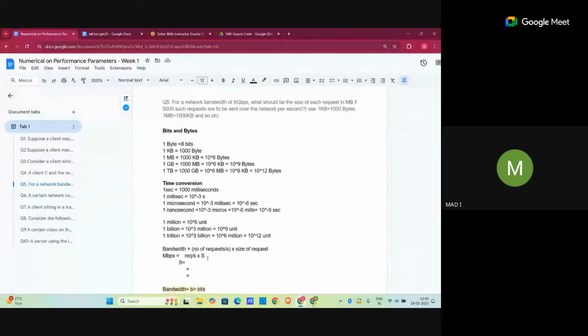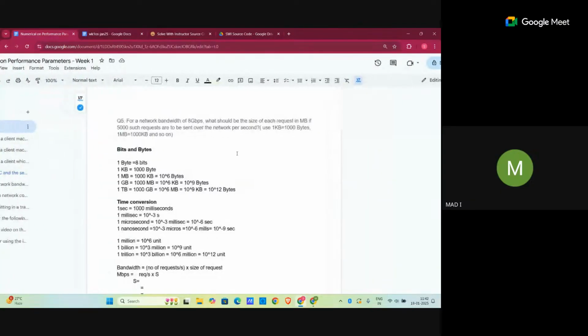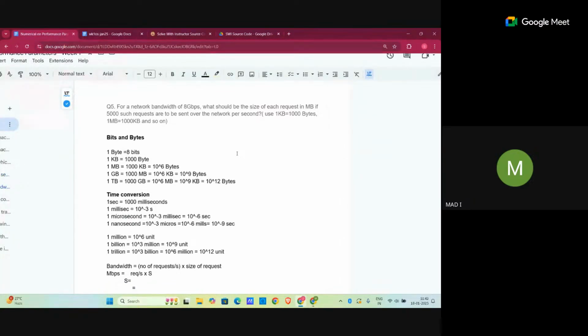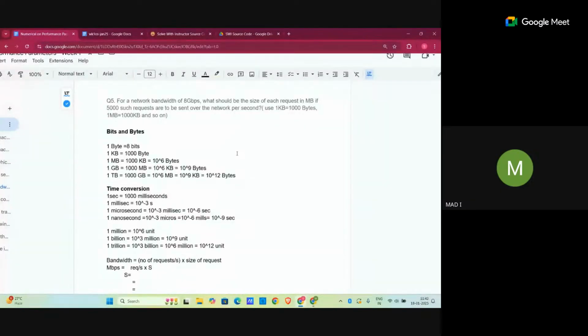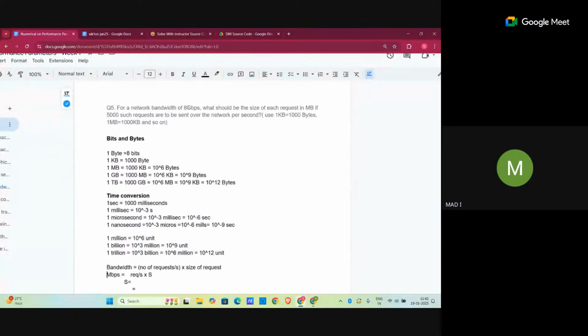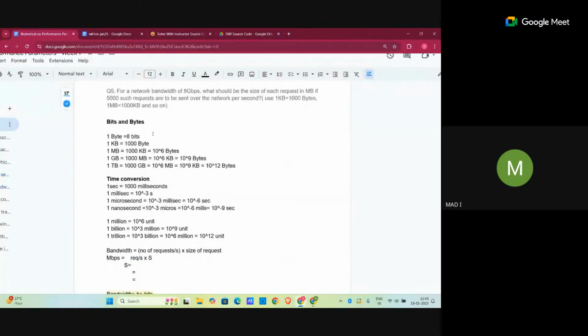So we will see the first question for bandwidth. For a network bandwidth of 8 Gbps, what should be the size of each request in megabytes if 5,000 such requests are to be sent over the network per second? Here the bandwidth is given, the number of requests is given, and we want to calculate the size of each request. What is the conversion between gigabytes and megabytes? 1 gigabyte is equal to 1000 megabytes.